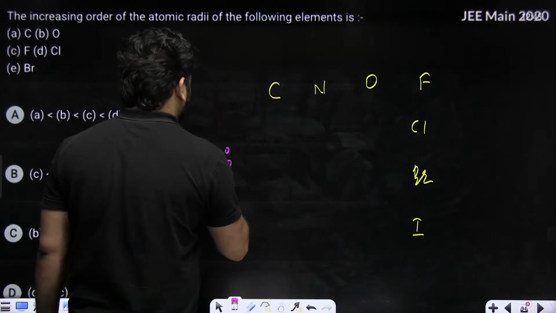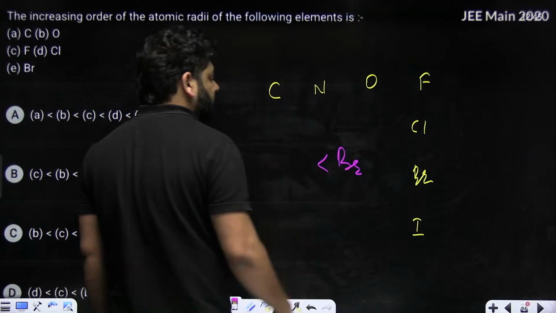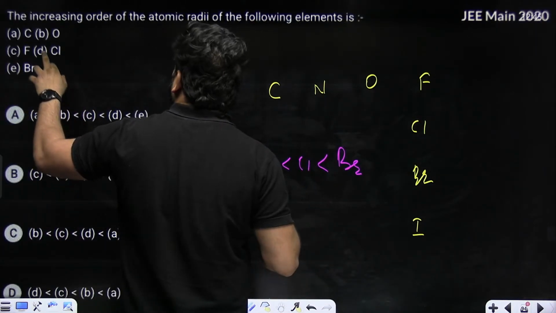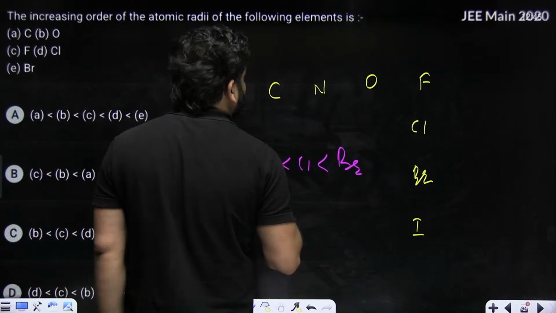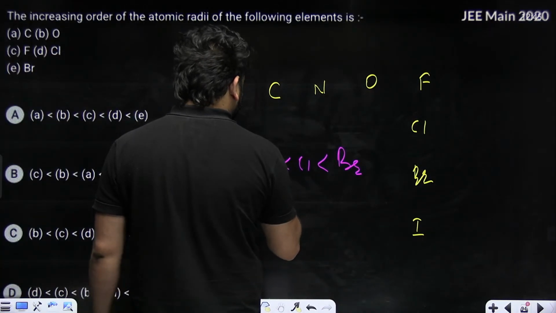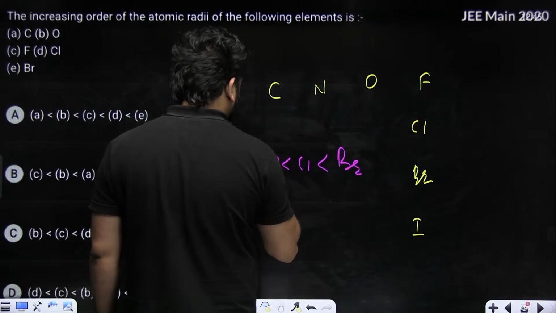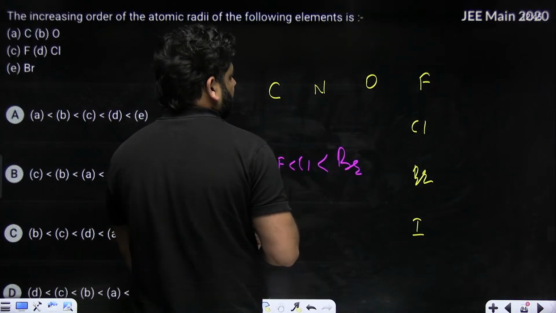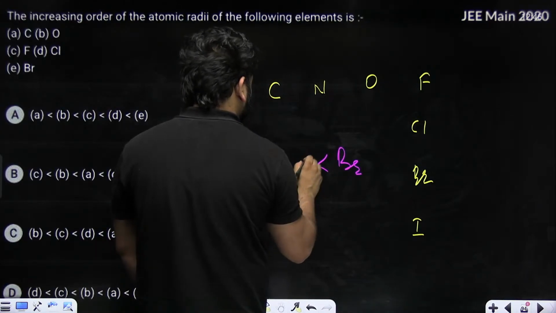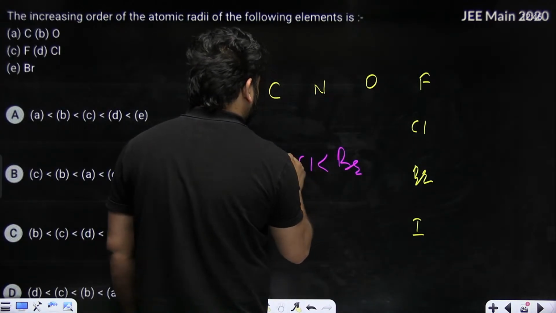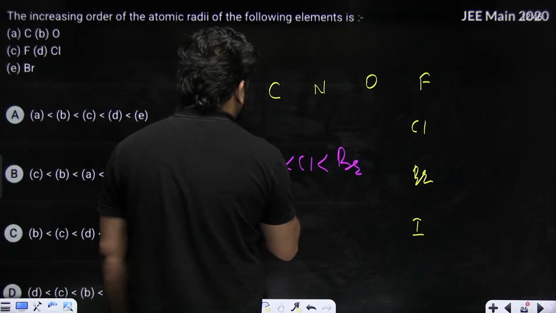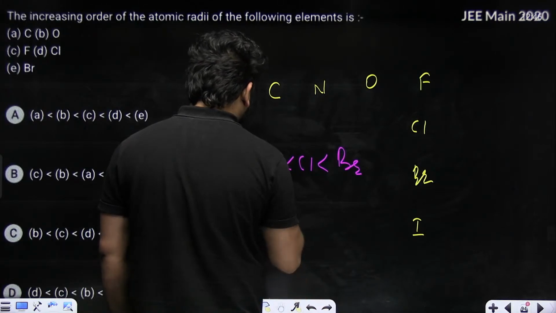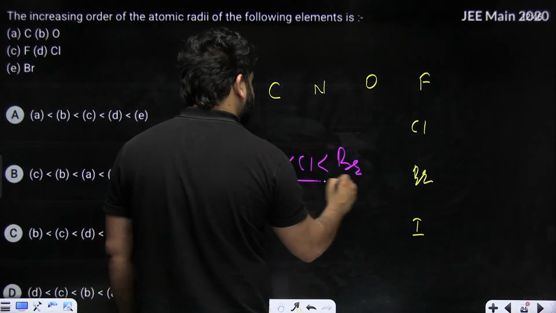Radius will follow the order of: bromine is the highest, then chlorine, then I think comes oxygen, carbon. No, then comes carbon, oxygen, carbon, nitrogen, oxygen. Simple. This is the order of radius.